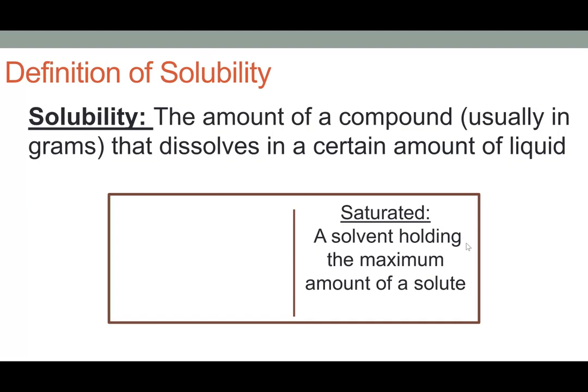So solubility is the amount of a compound that dissolves in a certain amount of liquid. And usually we would measure this in grams. So back to our classic sweet tea example, we could think about the number of grams of sugar that we could dissolve in a cup of tea or a gallon of tea, whatever way you want to think about that.